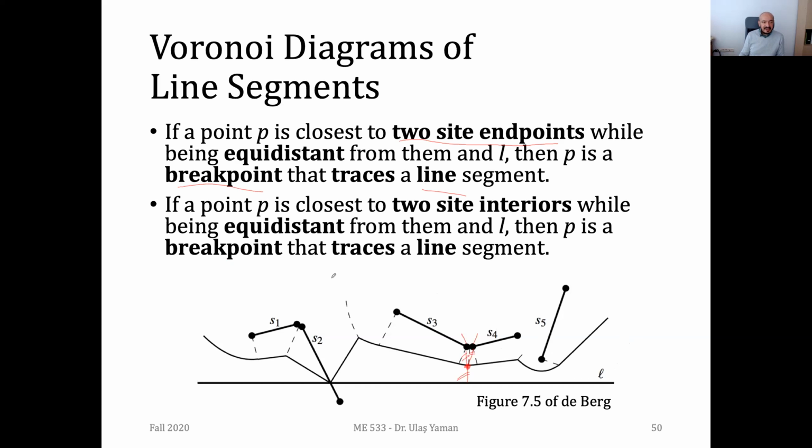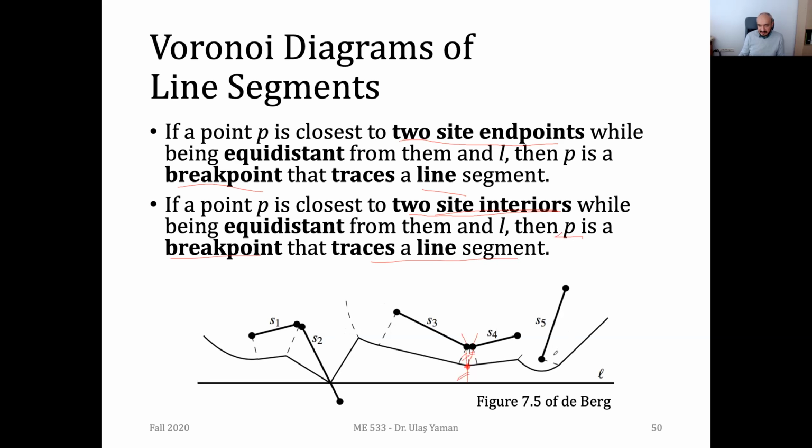Let's have a look at another case. This time we have P, which is again close to site interiors. This is the main difference. This time it is closer to the site interior. Let's try to find another one, but first I want to go through the whole description. If that's the case, while it's again equidistant from them and L, then we can say that P is again a breakpoint. Again, it's tracing a line segment.